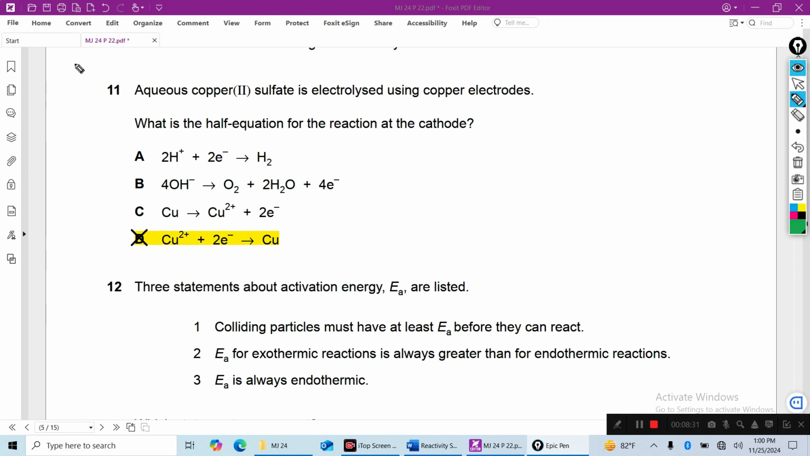11. Aqueous copper(II) sulfate is electrolyzed using copper electrodes. What is the half equation for the reaction at the cathode? At the cathode, copper ions gain 2 electrons to produce copper. At the cathode, a reduction reaction occurs. So the copper 2+ ion is reduced to form copper at the cathode.